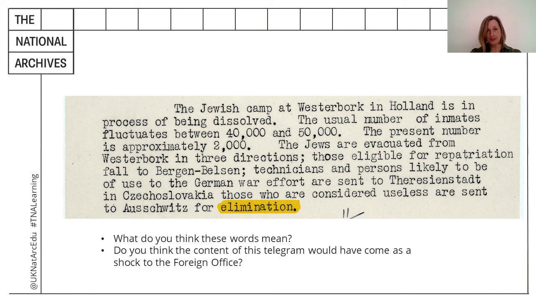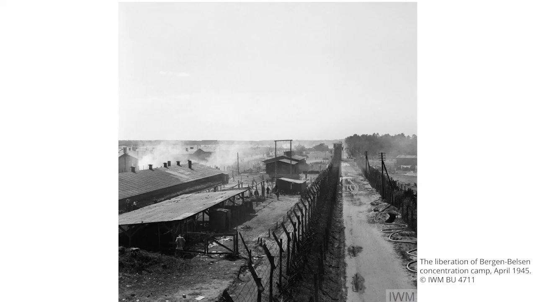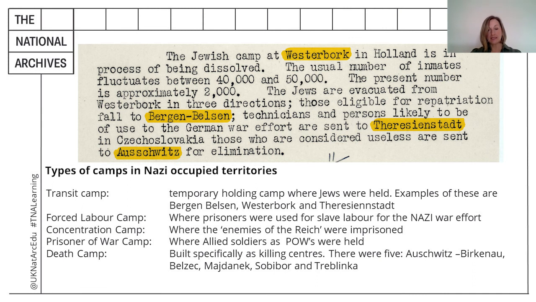Here at the National Archives, we have a lot of information about the Holocaust and the many experiences and reactions to those terrible events. 8 months after this telegram was sent, in April 1945, British and American troops liberated the camp of Bergen-Belsen. During its existence in the Second World War, it was a prisoner of war camp, a forced labour camp, and a transit camp. After liberation, it became a camp for displaced persons.